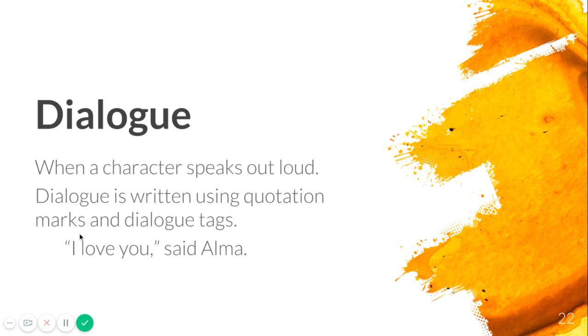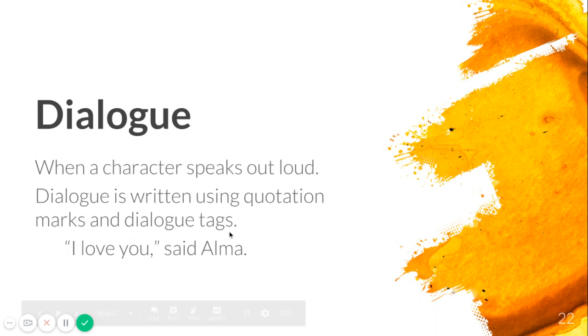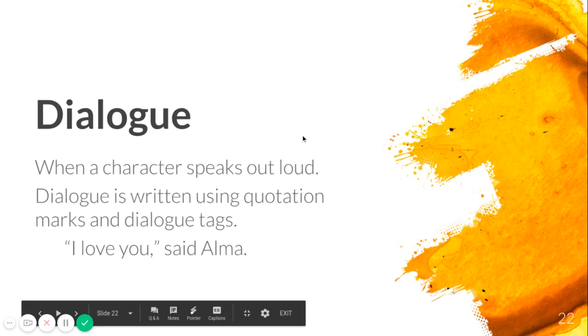For example, "I love you," said Alma. The "I love you" is what Alma has said out loud. She's not thinking it. We can tell because of the quotation marks. And then "said Alma" is what's called a dialogue tag. This indicates who is speaking. Usually we want to use a dialogue tag.